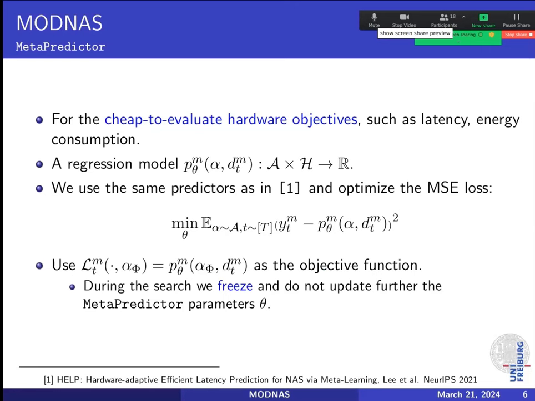And since we now have a differentiable function, we can just use the prediction of this regression model, which by the way is a GCN or MLP, depending on the search space. So we have different choices in our experiments. We can use this directly as an objective function during search. We freeze the parameters of the predictor, and we just backprop the signal from that.